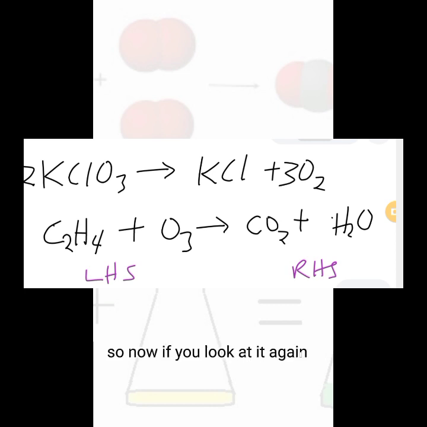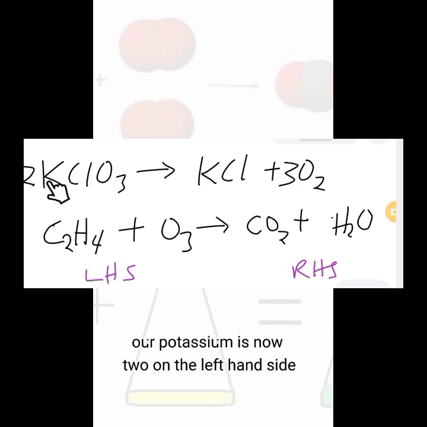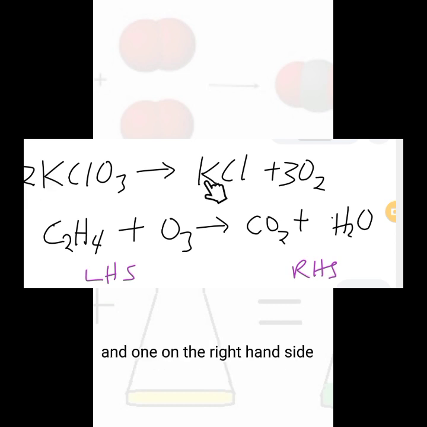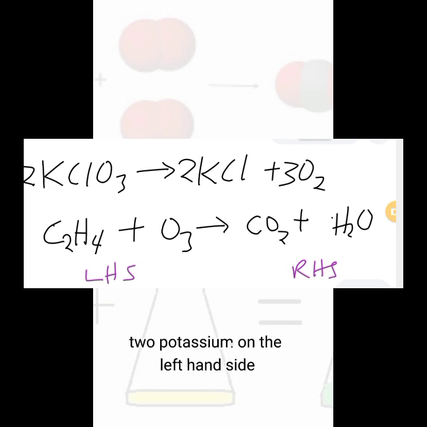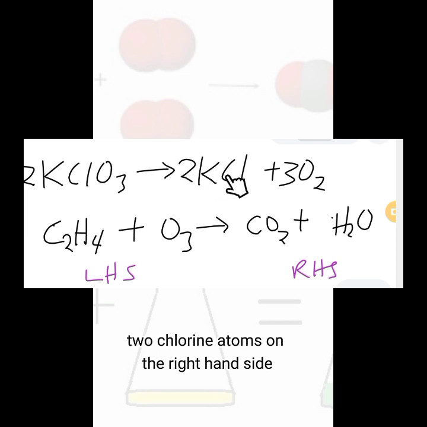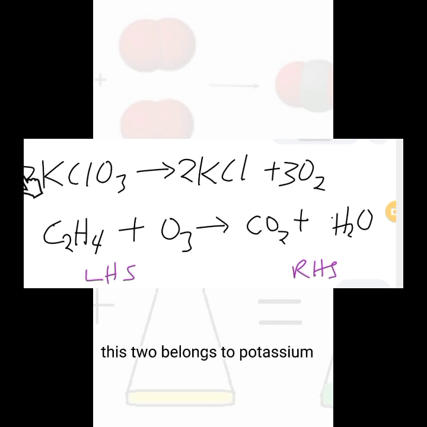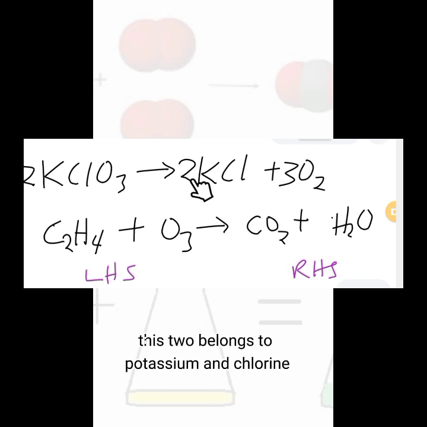So now if you look at it again, our potassium is now 2 on the left hand side and 1 on the right hand side. So we have to add 2 here, making it what? 2 potassium on the left hand side, 2 potassium on the right hand side, 2 chlorine atoms on the left hand side, 2 chlorine atoms on the right hand side. Take note, these two belong to potassium, chlorine and oxygen. These two belong to potassium and chlorine.